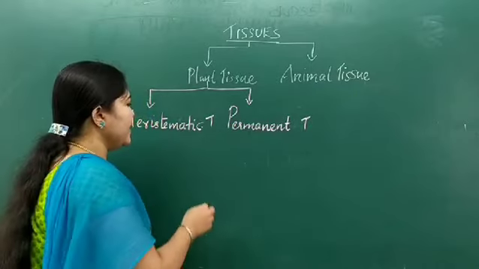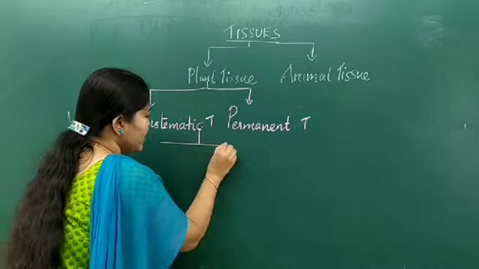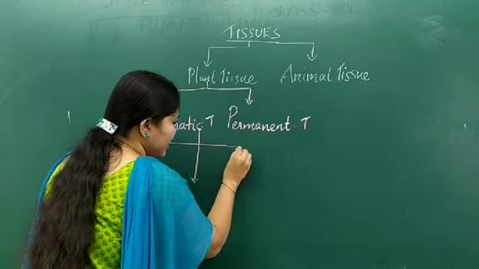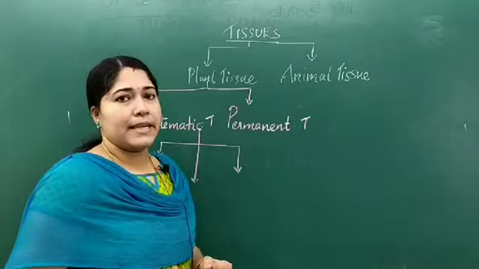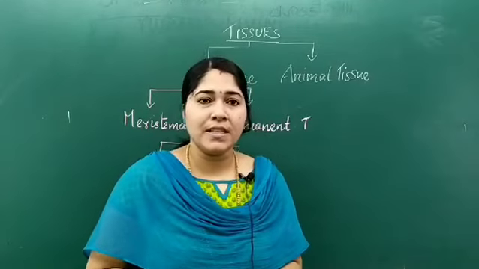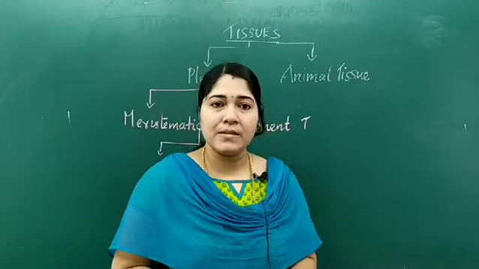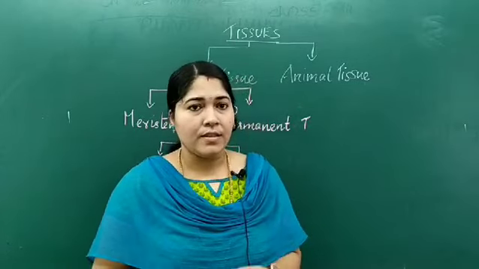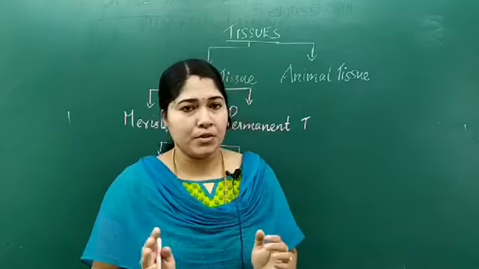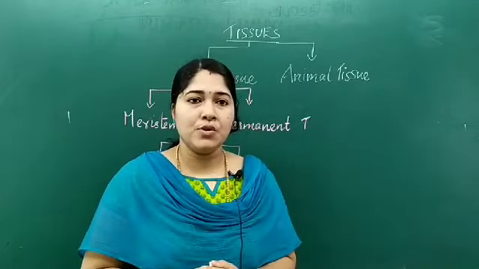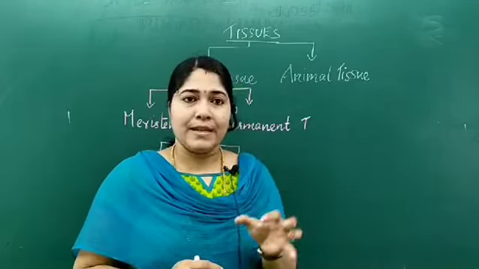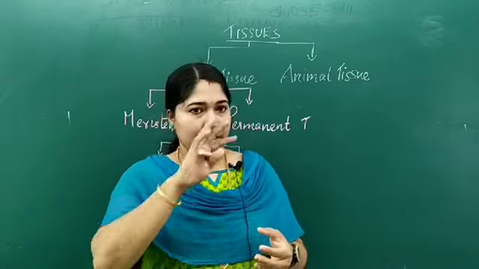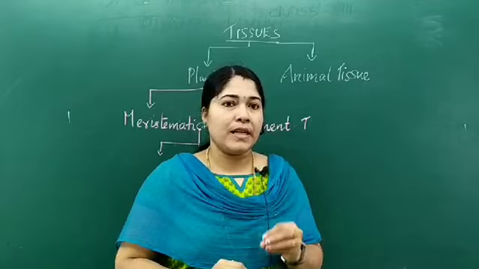And this meristematic tissue in turn is classified into three types. They are called apical meristematic tissue, intercalary meristematic tissue and lateral meristematic tissue. As I told, plant tissue is classified into two types, meristematic tissue and permanent tissue. We'll study what is meristematic tissue and what is permanent tissue. Before that, let me give an outline for you so that it will be clear.